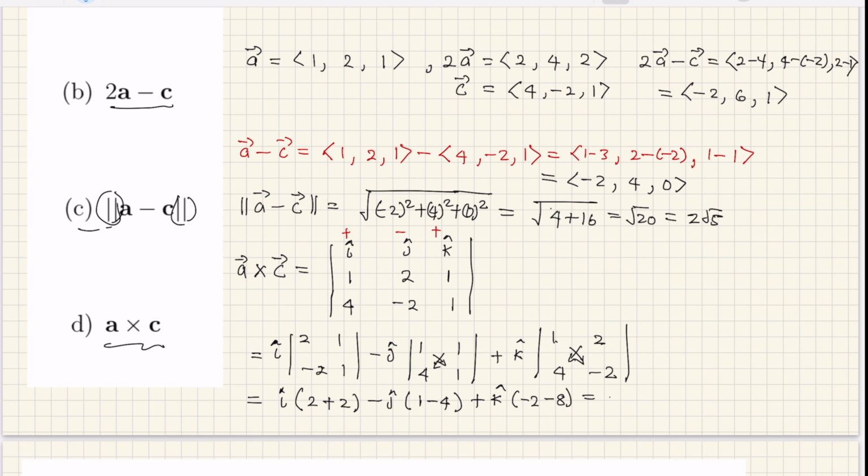And then we end up having this to be 4i. So 1 minus 4 is minus 3. Minus 3 multiplied by minus is plus 3, plus 3j. And then you have minus 10k. So you can see here that the cross product of two vectors is also a vector. All right, I hope you understand that. Okay, so let's move on to the next question.